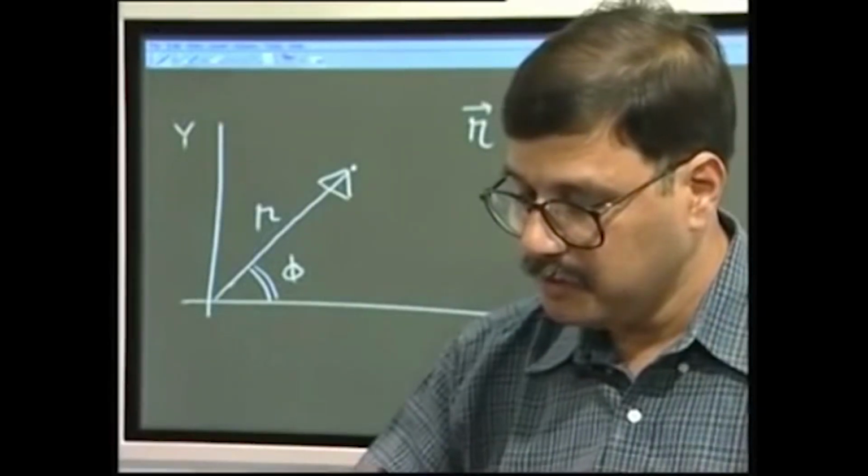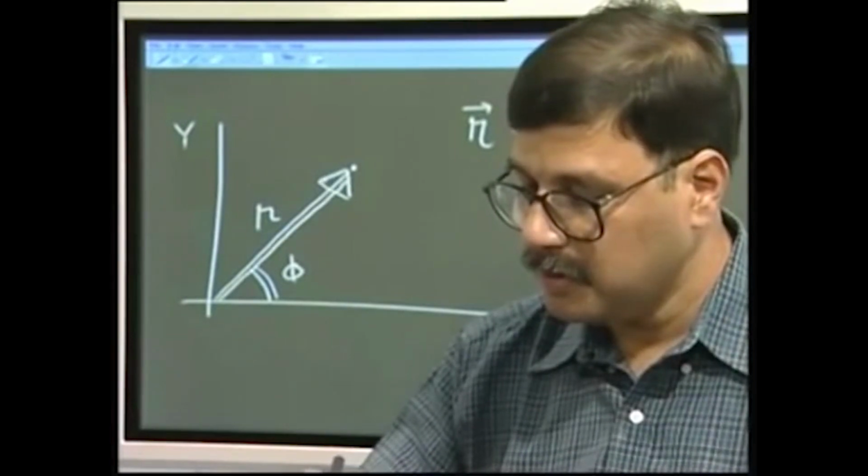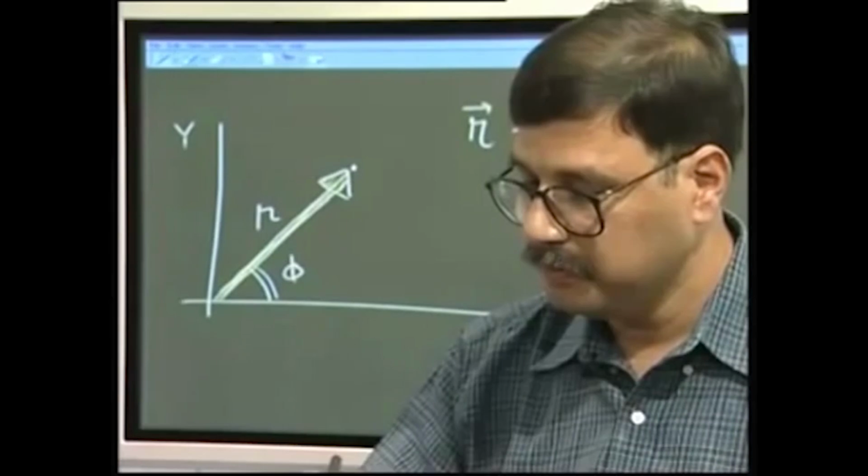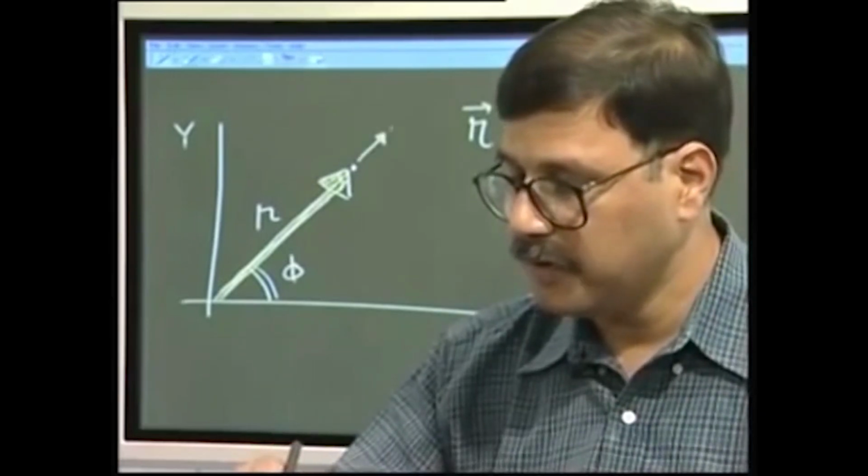So, a particle is given here at a distance r from the origin, making an angle phi from the x axis. So, position vector r of the particle is going to be given as r times the r unit vector, because this is the displacement vector of the particle and this is unit vector r.